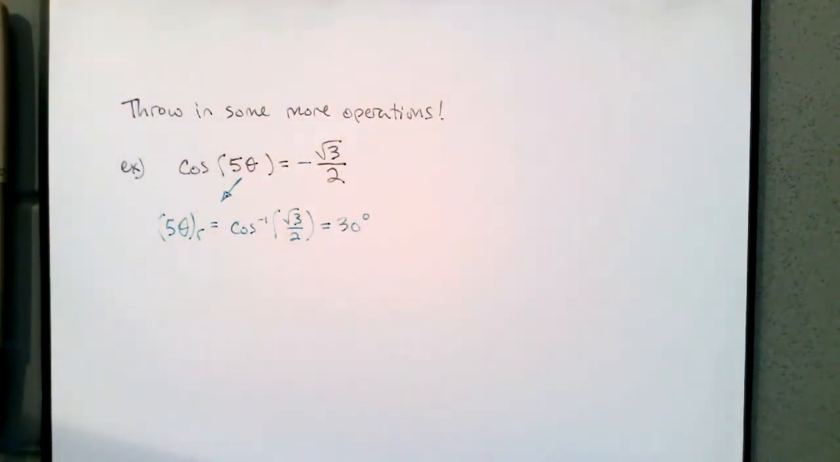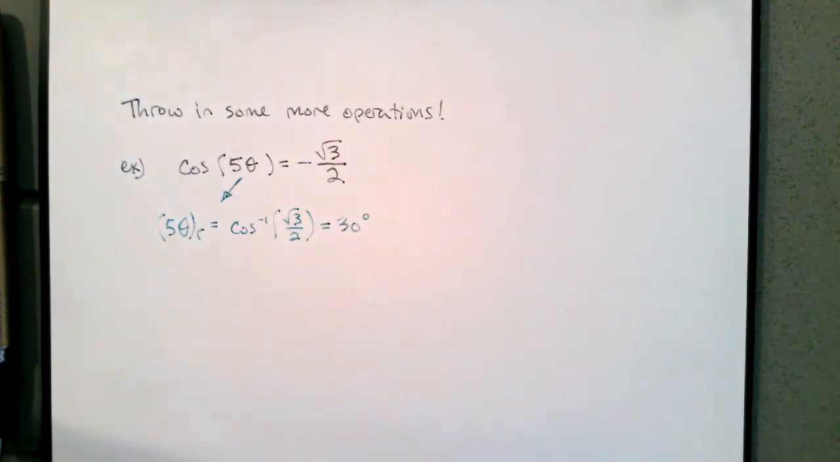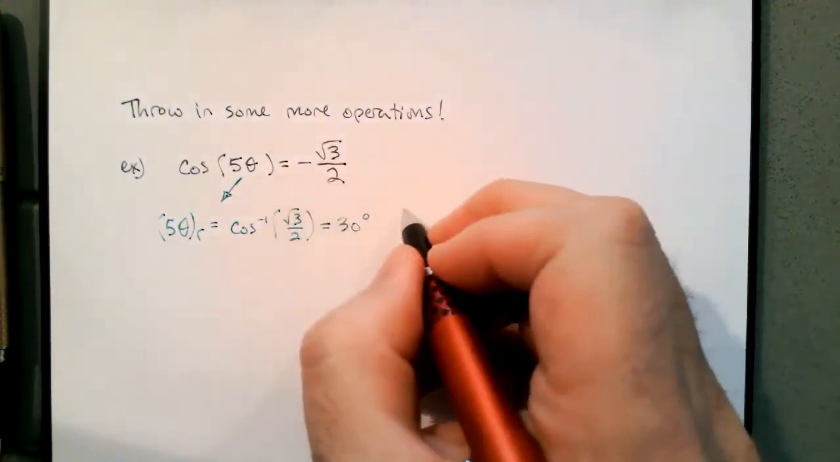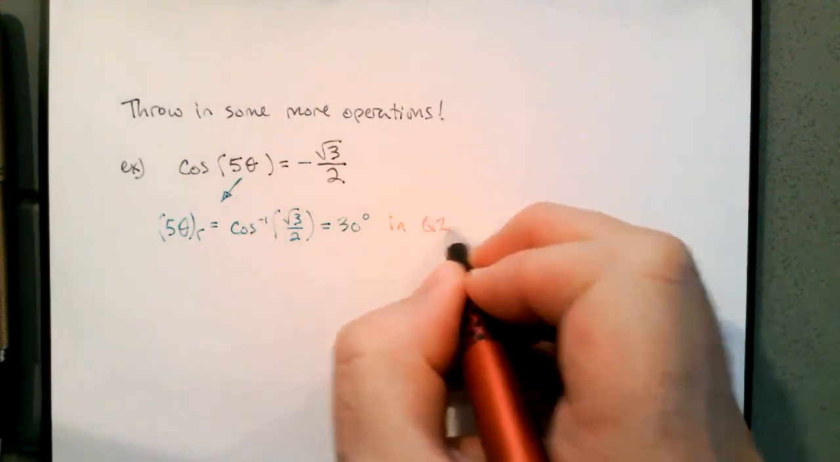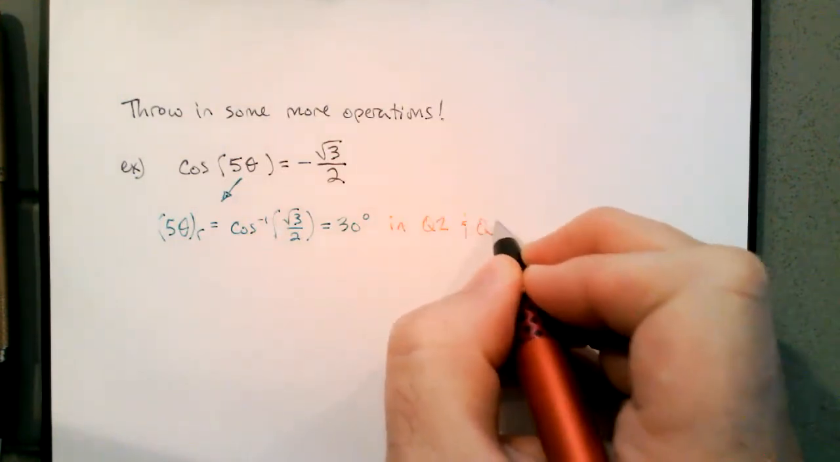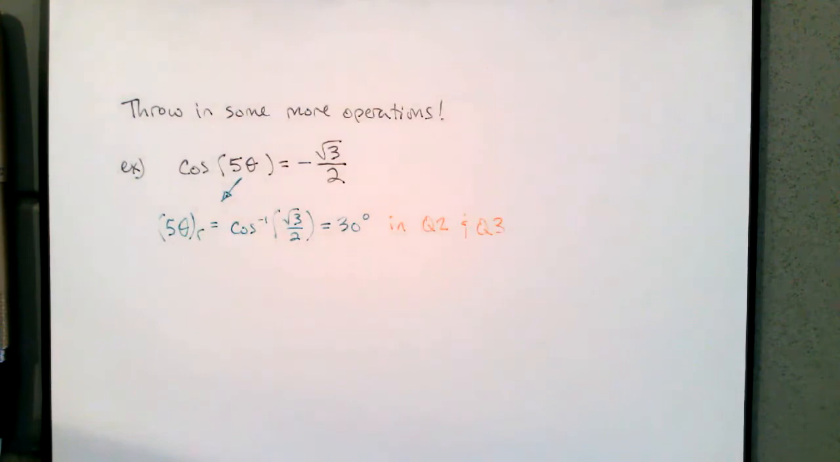Now, before we jump the gun and start dividing by 5, we need to put the reference angle in the appropriate quadrants. So it's 30 degrees, and since this is negative, this is in quadrant 2 and quadrant 3. We don't want to go dividing by 5 because we haven't finished the trig function part. We've just found the reference angle. We haven't put it in the appropriate quadrants. We haven't written down all the solutions.